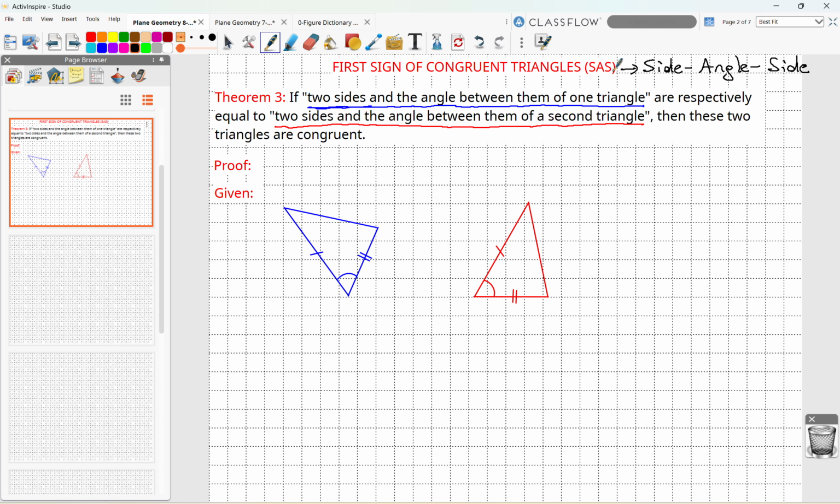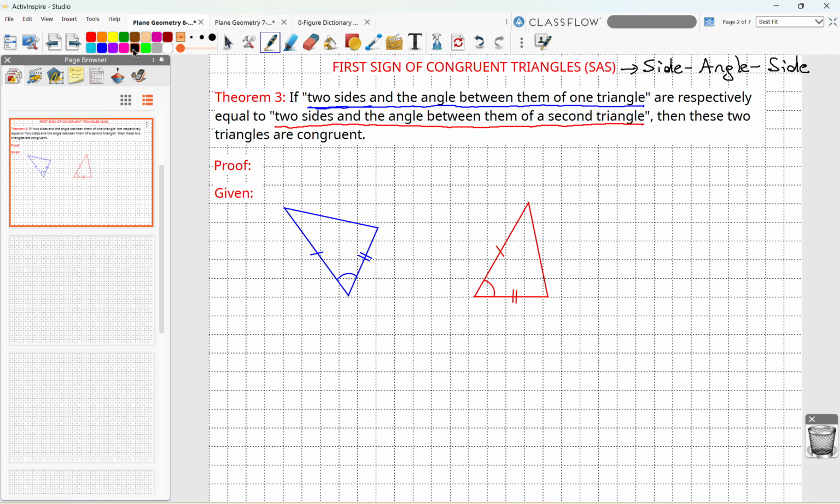So why is it side angle side? Because that's what is given about these two triangles. If two sides and the angle between them in one triangle are equal to two sides and the angle between them in a second triangle, so the given information is side angle side, two sides and the angle between them in two triangles, then these two triangles are congruent.